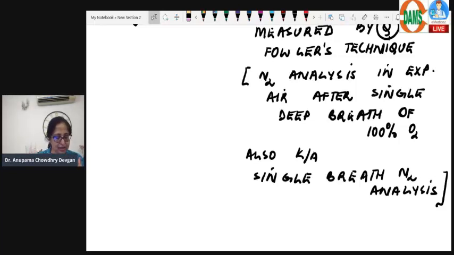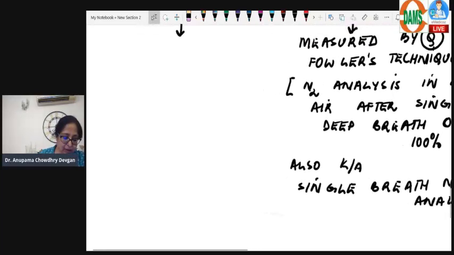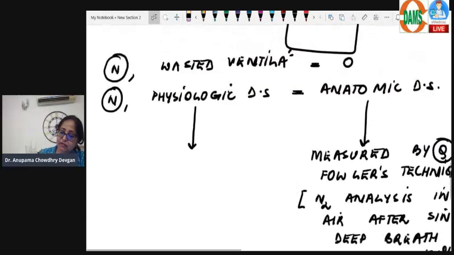What is physiologic dead space? Physiologic dead space is anatomic plus wasted ventilation. I've discussed with you what wasted ventilation is, right? Wasted ventilation is when the VQ ratio is more than 1. That is called wasted ventilation.